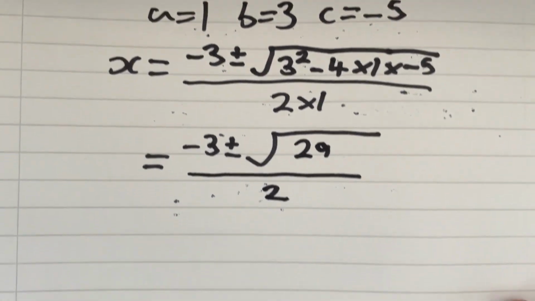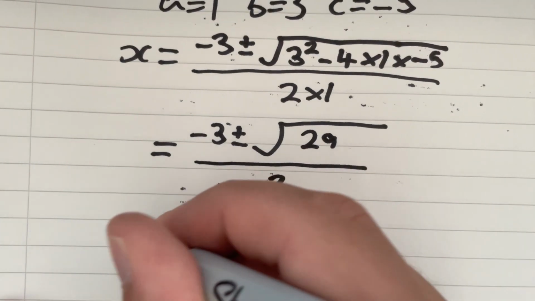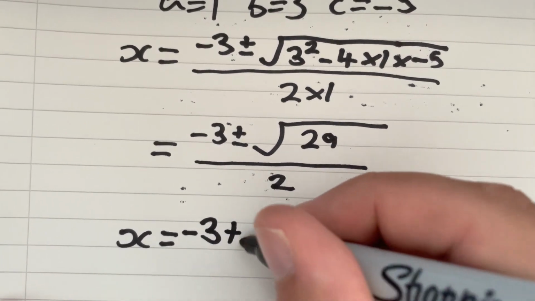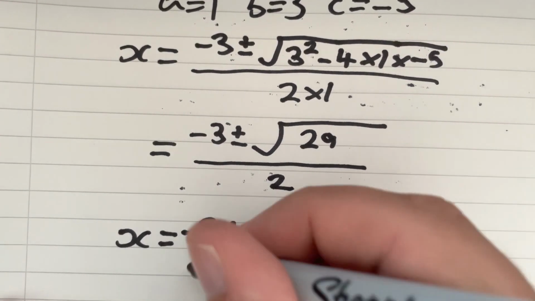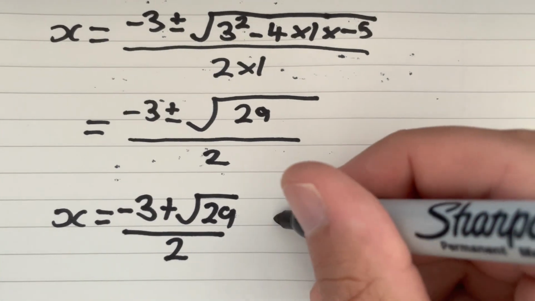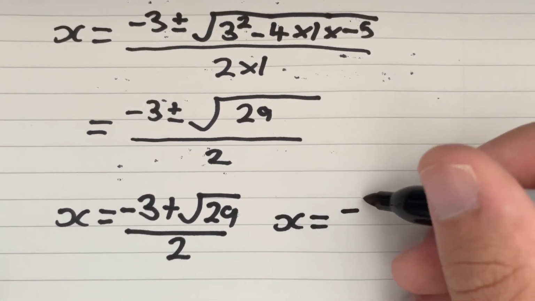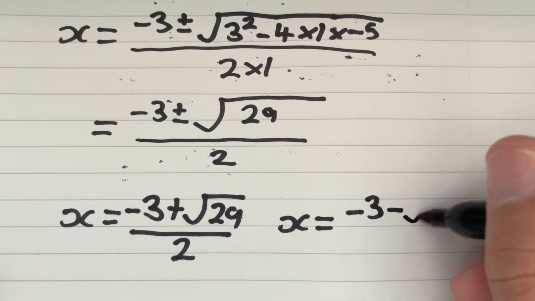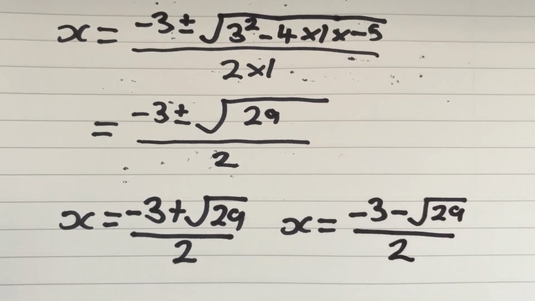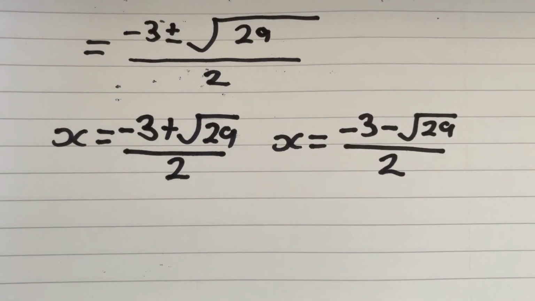So our 2 solutions then will be, first of all, x equals minus 3 plus the square root of 29 over 2. And our second one, x equals minus 3 minus the square root of 29 all over 2. And now if we wanted to find these to 2 decimal places, we can put them into our calculator.